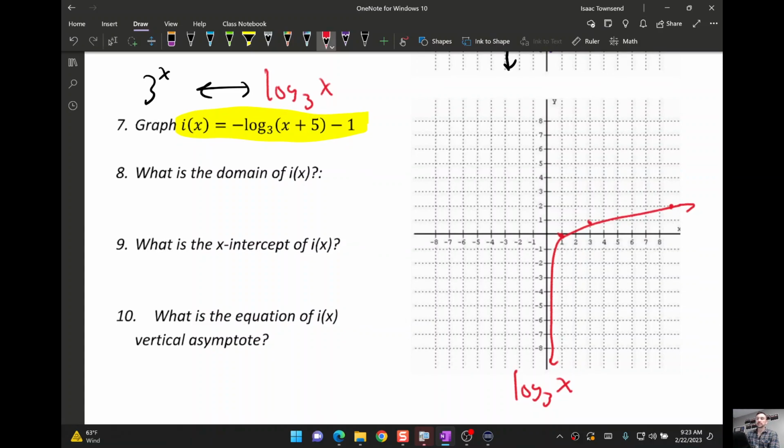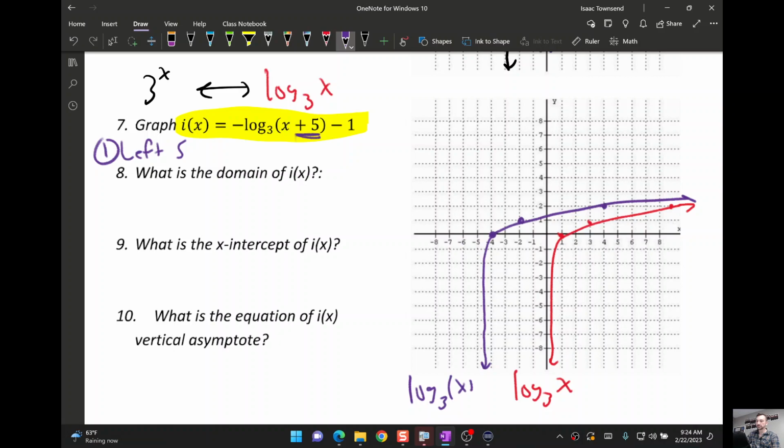But then when I look at this, there's really just 3 transformations happening. If I plug a number in for x, the first thing we're doing is adding 5 to x, so our first transformation should be shift left 5. So I'm going to move all of these points left 5. And now this represents log base 3 of x plus 5, which is closer to what I really want.